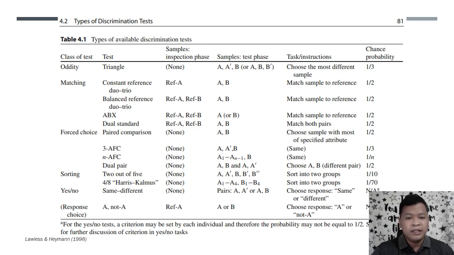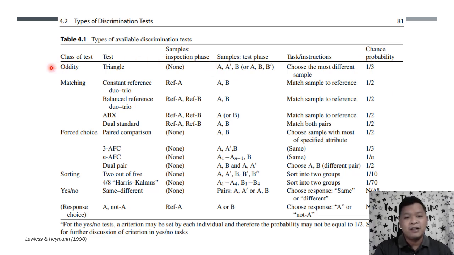So there are many different ways in which discrimination or difference tests could be done. Let's just run through them. This is from Lawless and Heymann. So first you have the oddity type of test, or the triangle test, wherein you have two samples, let's say brands A and B, then you present three of them. Two of those samples are either A or B, and you ask the person to choose the odd one out. Almost all discrimination tests are based on probability hypothesis. So by chance, if you have three samples, the chance of getting the correct answer is 1 out of 3.